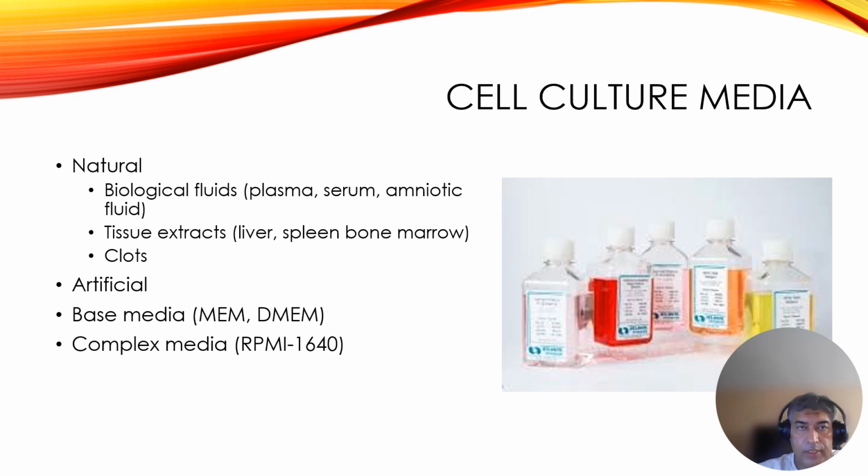Now we will discuss what cell culture media are and their types. Natural media are biological fluids like plasma, serum, amniotic fluid, and tissue extracts from liver, spleen, bone marrow, and blood clots. Artificial media are synthesized in a commercial environment. Two types are basal media, such as minimal essential medium and Dulbecco's modified essential medium, and complex media such as RPMI 1640. Those are required for special cell types.